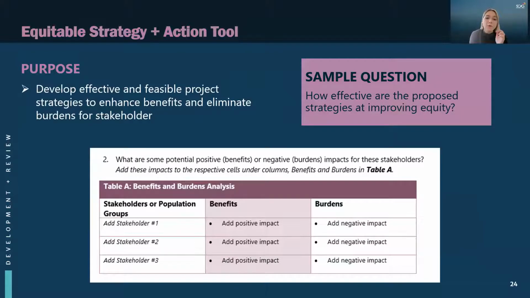So next we have the equitable strategy and action tool. This is a set of questions that helps users populate tables, like the one pictured on this slide, in order to think through how each stakeholder might benefit or be burdened by a project, and then how strategies might be shaped to address these equity issues. We also ask staff to consider questions like, how effective are the proposed strategies at improving equity? To make sure that we're considering the value of some strategies over others at reaching a project's equity goals.